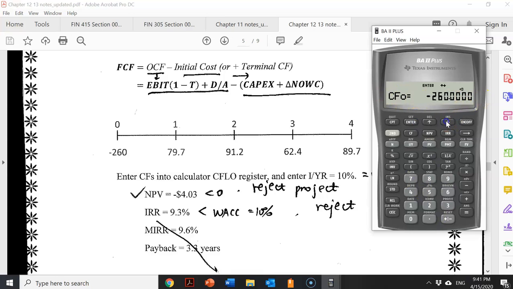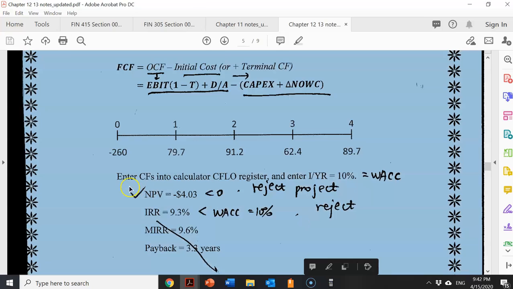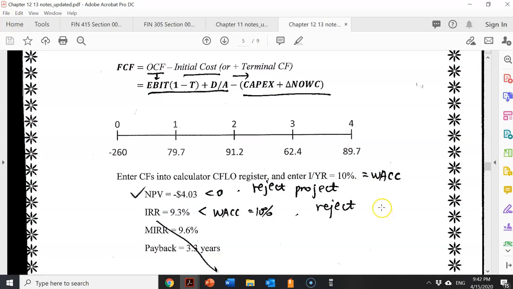No cash flow 5. Come back to cash flow 0, go to NPV, 10 as I, NPV compute. Okay, so we have negative 4.03. And if we go to IRR compute, we have 9.3%. And based on, again, both measures, we should reject the project.